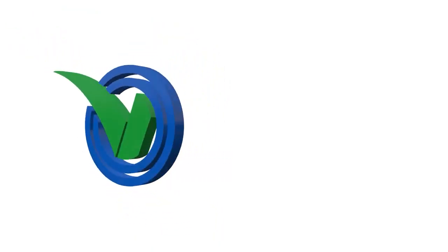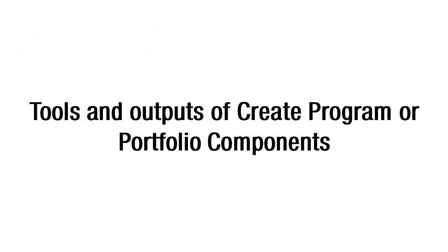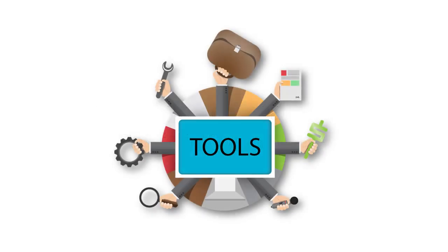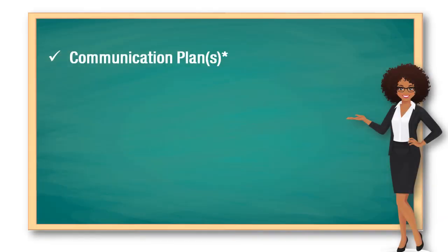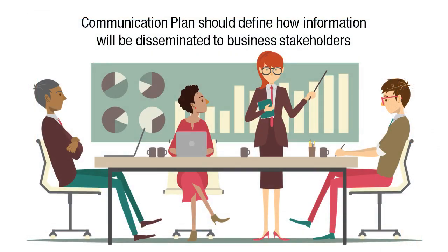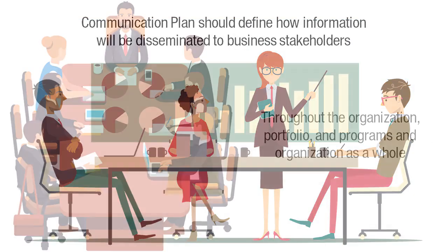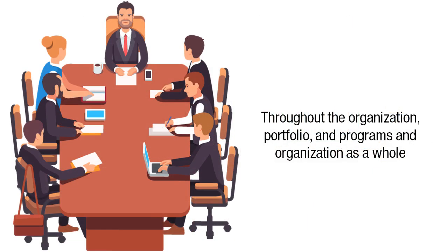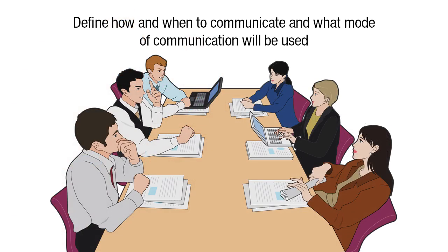Hello and welcome. In this module, we will discuss the tools and outputs of the Create Program or Portfolio Components process. The first tool we will discuss is Communication Plans. The communication plans define how information is to be disseminated to business stakeholders and throughout the programs, portfolios, and organization as a whole. It should also define how and when to communicate and what mode of communication should be used.